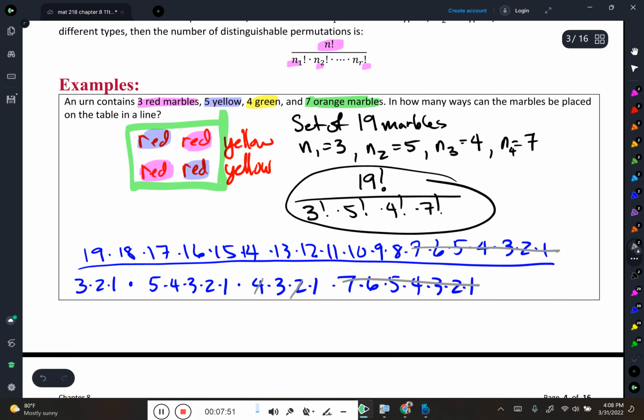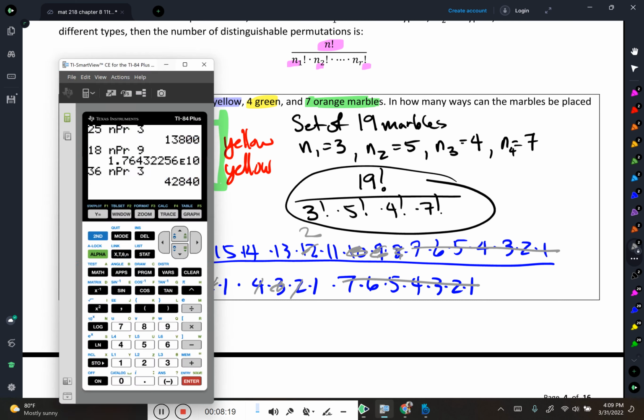4 times 2 is an 8. I got a 3 times a 3, that's a 9. Let's see, what else can I get rid of? I got a 5 times a 2, that's a 10. I'll take this 3 and this 2, make that a 6 and make that a 2. Everything's gone from downstairs, so I just need to multiply the upstairs.